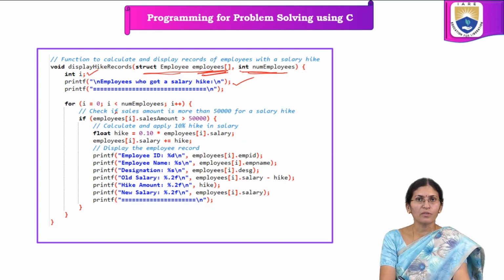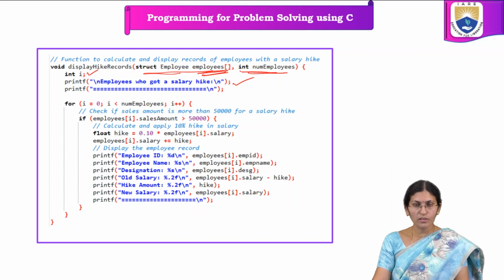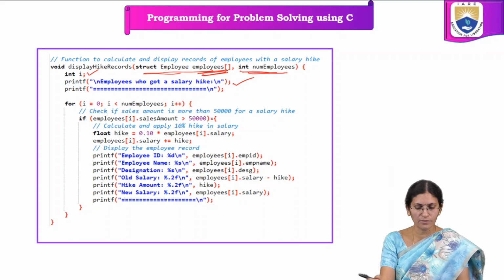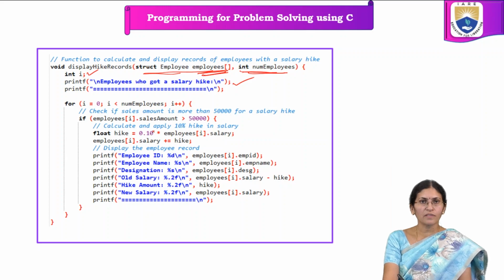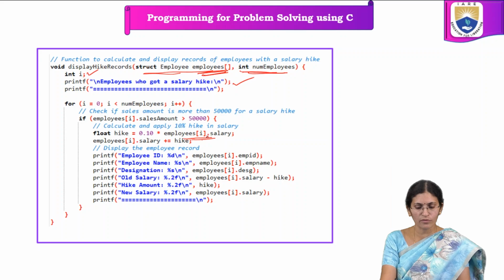For i equal to 0, we are writing a loop here, and inside the loop we are mentioning one if condition. In the program, it is given that if the employee's sales amount is greater than 50,000, then he will get a hike of 10% of the salary. 10% of the salary is 10 divided by 100, that is 0.1 into employees of i dot salary. This is the hike which he or she is getting.